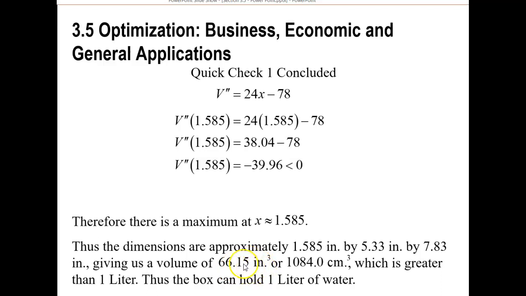The conversion they gave us at the beginning, converting that to centimeters, which would be this, 1,084 cubic centimeters. And that's greater than 1 liter. By the definition, the cubic centimeters, liter is 1,000, and that's bigger. So it has more space than that of a liter, so it could hold a liter of water.